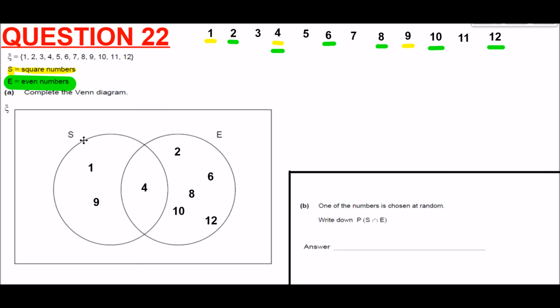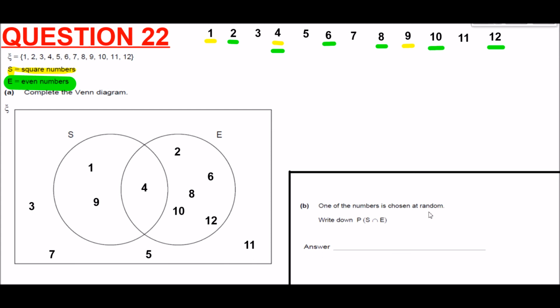Now, an easy mistake to make with Venn diagrams is to leave out the numbers which aren't square or even. Whichever numbers I've not underlined here, they go on the outside of the circles, but within the square. Remember, E means everything, so everything somewhere needs to go within the diagram. So 3, 5, 7, and 11 somewhere need to go in. And that's the diagram completed.